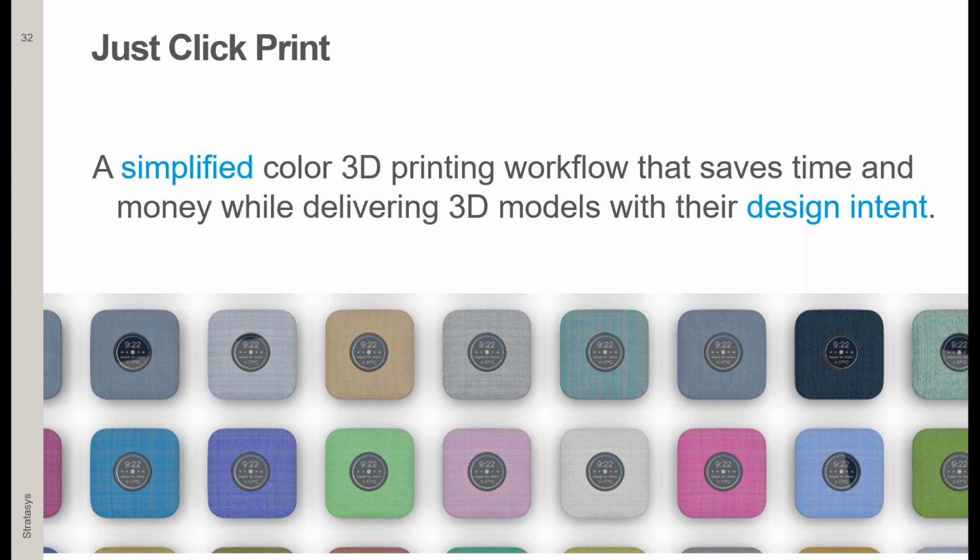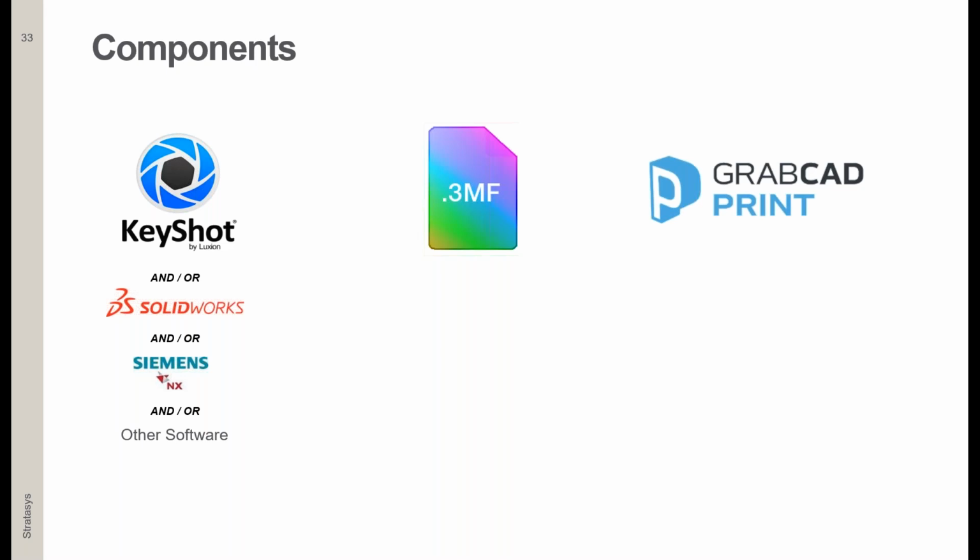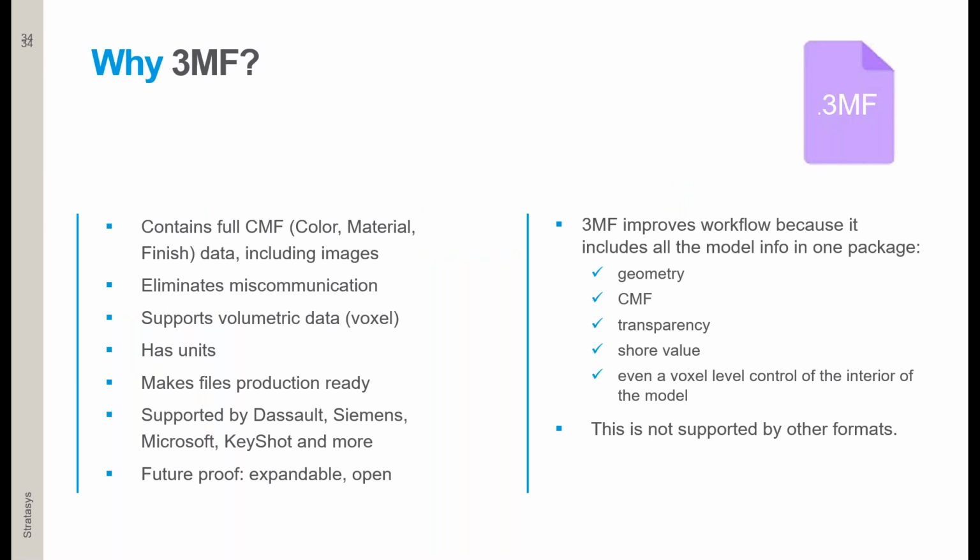So you have wide varieties of color options with the design intent that you can do. KeyShot enables you to generate a .3MF file for printing. Why 3MF? Because 3MF contains full color material and finish data, including the images. That's exactly why we talk about 3MF files.